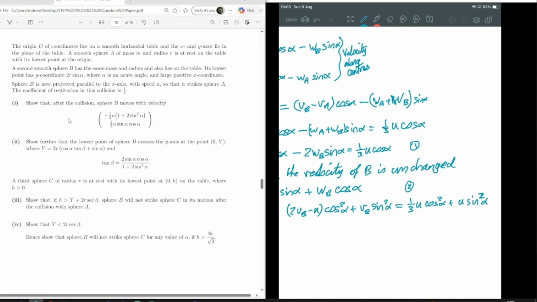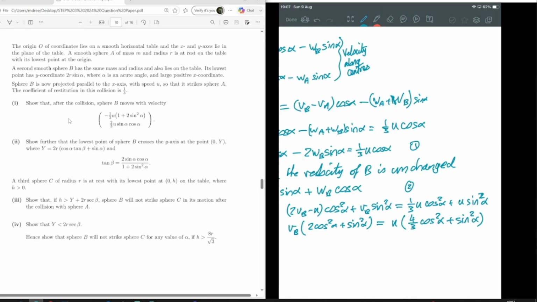Now, does this lead to the expression that I have there for VB? I'm going to have to do some manipulations. On this side, I can factor out the VB stuff, which is 2 cos squared plus a sine squared lots of VB. The minus u cos squared I'm going to throw to the other side. So that's going to be 4/3. I'm not liking that it's 4/3 because I'm not expecting any 4/3 in the final answer.